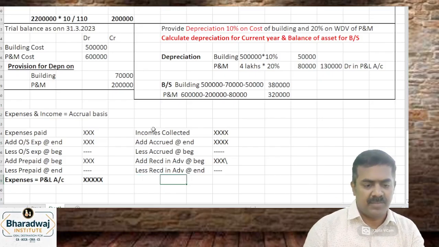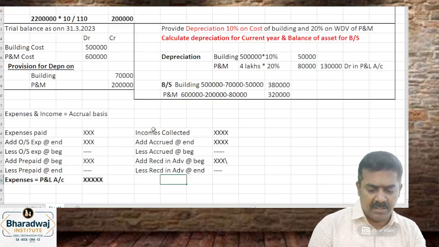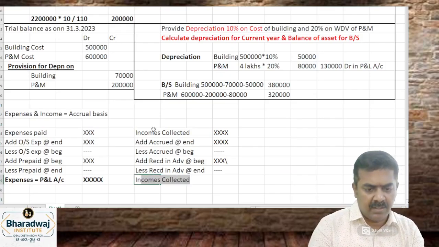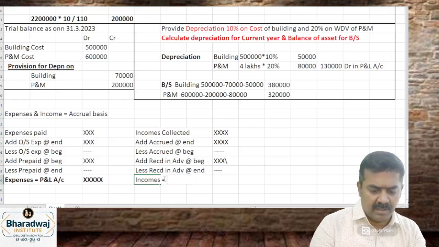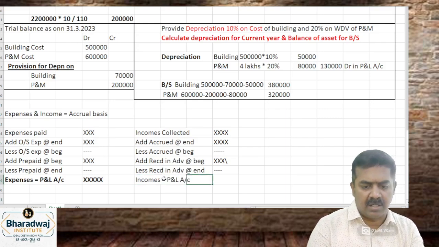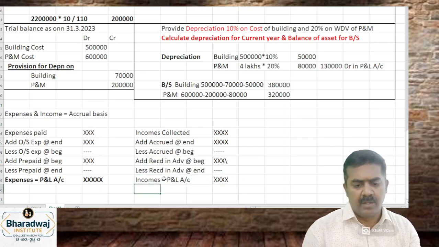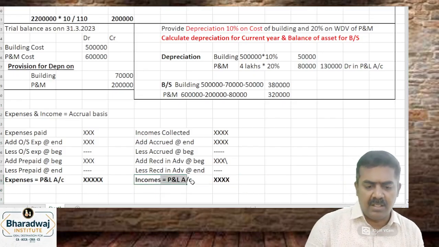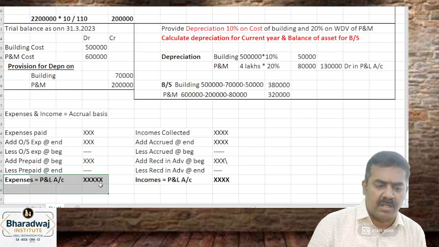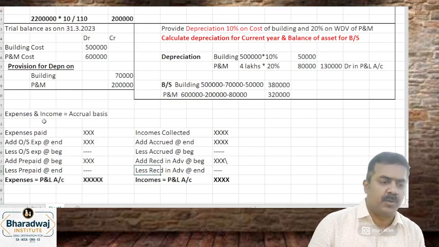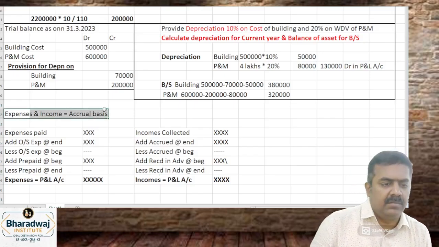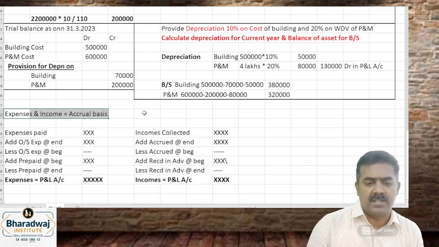So this will come as which one? Incomes in which account? P&L account. Income to be taken to P&L account. That is called accrual basis accounting. Only when you do accrual basis accounting, matching will come. Incomes for this year will be matched with what? Expenses for the year. So while preparing expenses and income, record on what basis?